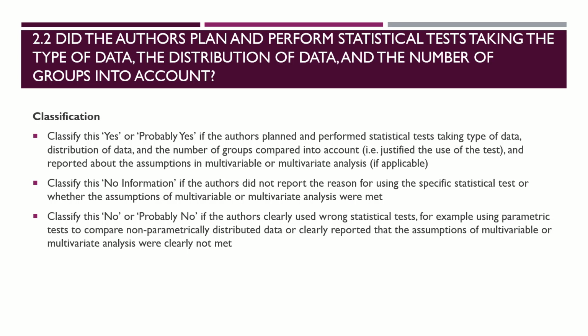Now, if there is no information, in other words, the authors did not report the reason for using the specific statistical tests, or they didn't mention whether the multivariable or multivariate analysis assumptions were met, then classify this as no information. Classify this as no or probably no if the authors clearly used wrong statistical tests. For example, the data appears non-parametric, but then they have used a parametric test. Or they clearly reported that the assumptions of multivariable or multivariate analysis were not met.